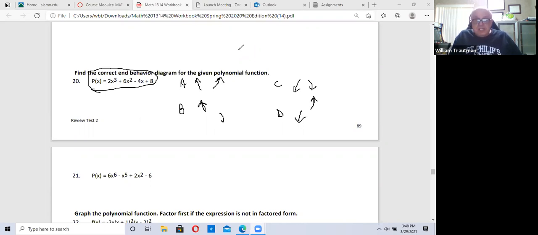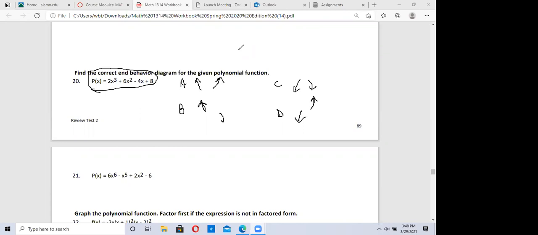Nobody's typing anything into the chat box. Is nobody paying attention? How are you finishing? Pressing it.